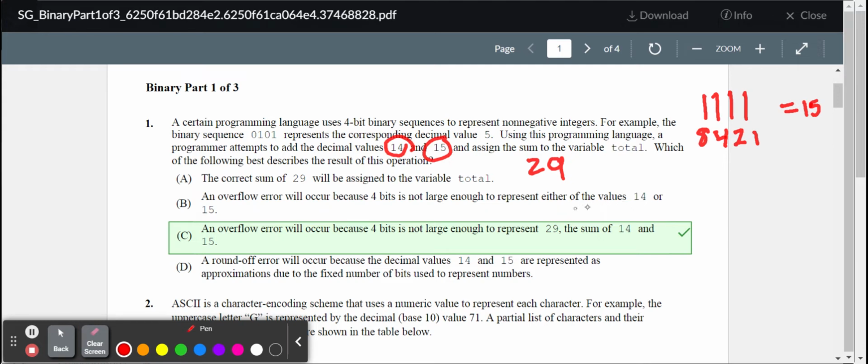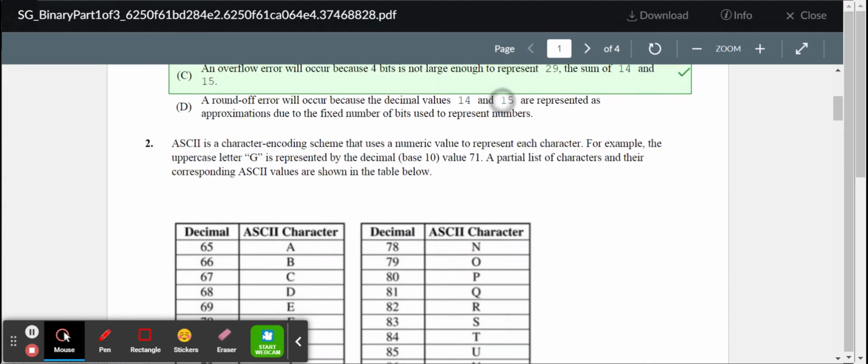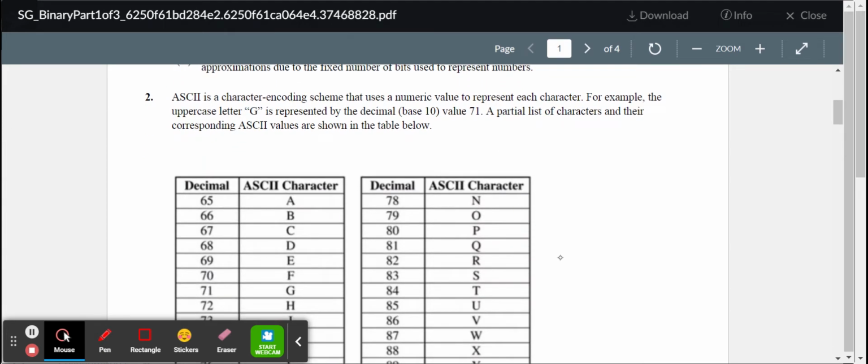Now B is incorrect because we can represent 14 and 15. That's not true. We could represent 14 and 15. We can't represent anything over. It's not a round-off error because this isn't like decimals. We can take care of it. And no, the correct sum of 29 will be assigned to the variable total. No, it won't, because we can't take care of that. So it doesn't work.